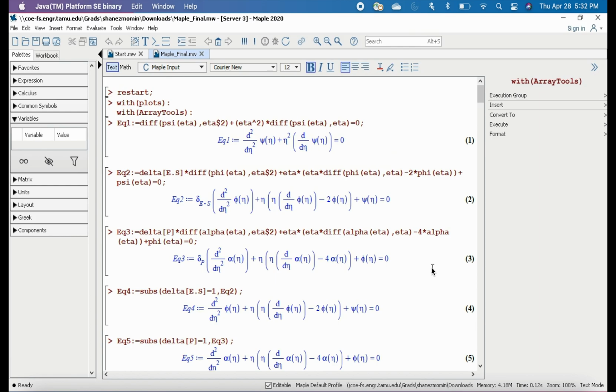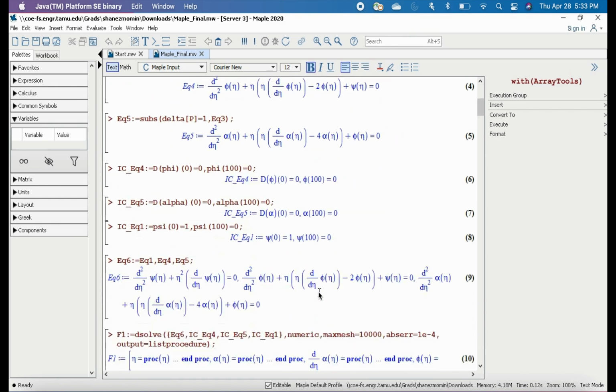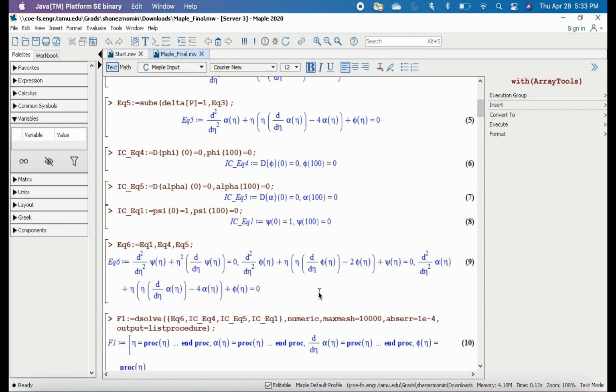Equation 2 describes the change in concentration of intermediate with respect to eta. Phi describes intermediate concentration. Similarly, equation 3 describes the change in concentration of product with respect to eta. Alpha over here describes product concentration. In equations 4 and 5, we substitute the values of delta ES and delta P in equations 2 and 3 respectively. Now we define our boundary conditions for phi in ICEQ4, alpha in ICEQ5, and psi in ICEQ1.